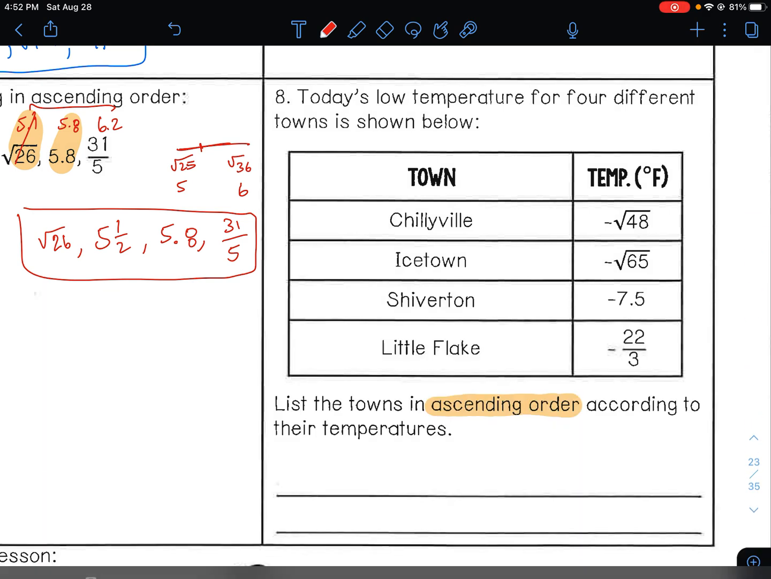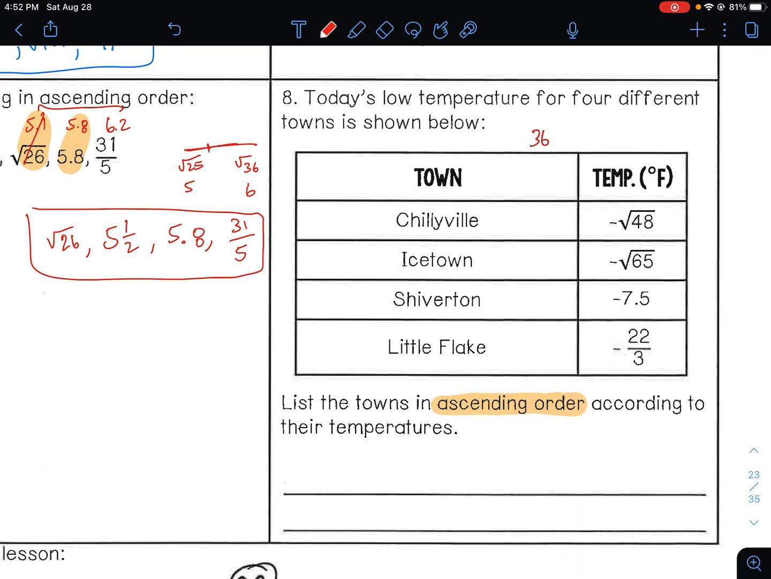Oh, hey, look at that. Whoops. It is between 36 and 49, which is 6 and 7. And 48, gosh, it's really close to 7, but right below 7, this is more like 6.9. Radical 65. Well, that's higher for sure. How much higher? Let's take a look. 8 times 8 is 64. Oh my gosh, if radical 64 is 8, then radical 65 must be like 8.1. Negative 7.5 is negative 7.5.